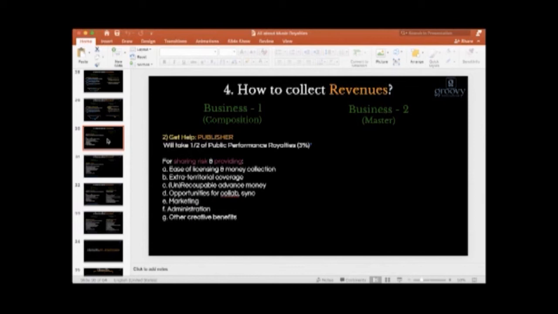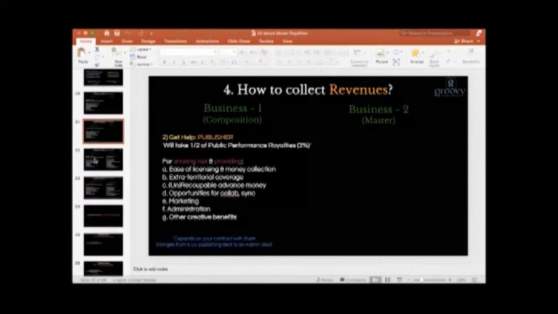So how much are they going to take? This half of public performance is just an estimate. And what they're going to take will depend on the kind of contract you have with them. A co-publishing deal is, in a sense, where you would have to give up more of your copyrights compared to an admin deal, wherein you would just be giving them a one-time fee or maybe a percentage fee for just the administration out of all of these services.